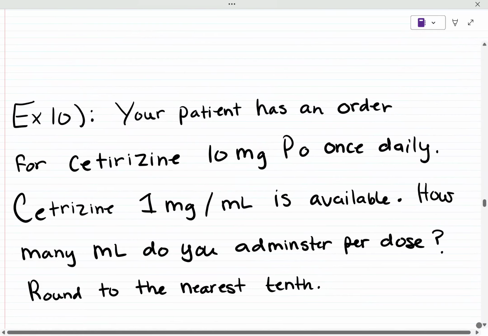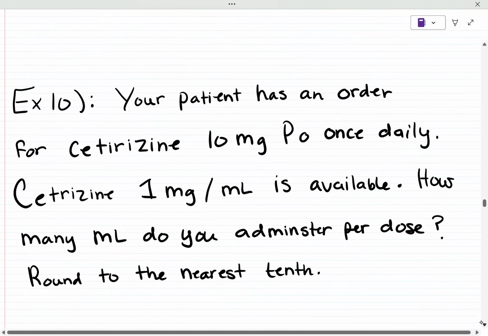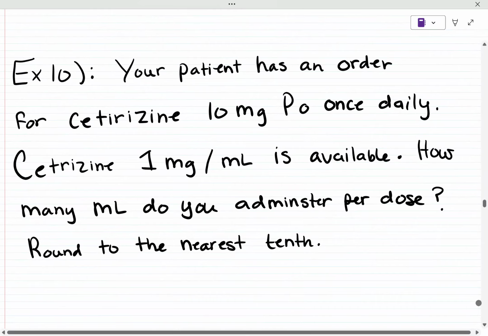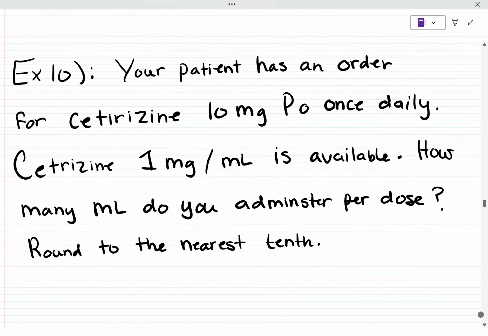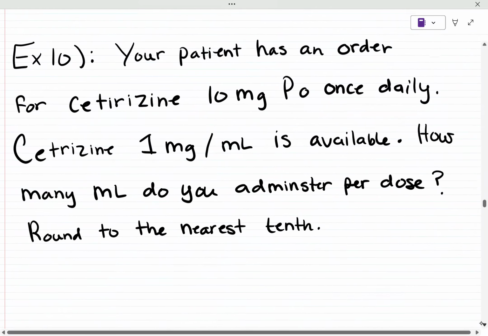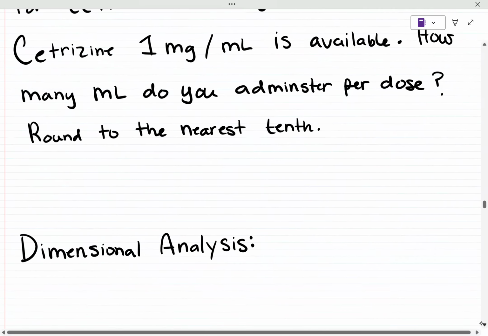Question 10 says you have a patient, your patient has an order for cetirizine 10 mg PO once daily. Cetirizine 1 milligram per 1 milliliter is available. How many milliliters do you administer per dose? Round to the nearest tenth. So our final answer has to be milliliters. This one is pretty simple.